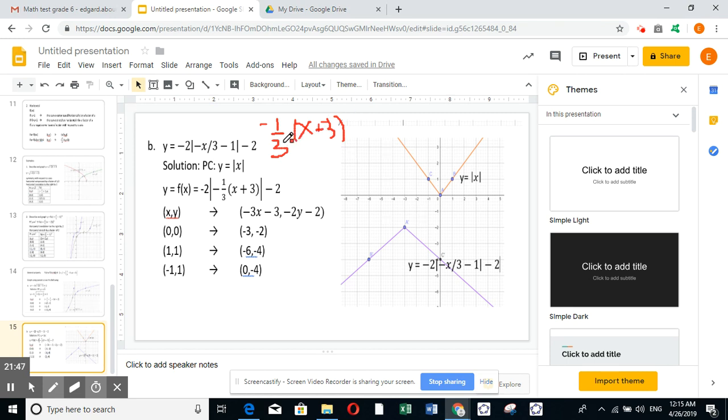So for x, what do I have? Because division, I multiply now. Minus 3x plus 3, I put minus 3. This whole thing is y, so minus 2y minus 2. So because I have the parent curve absolute value of x, I take 0, 0, 1, 1, minus 1, 1. If I replace here x by 0, you get y minus 3. Y by 0, x is minus 2, and so on. So the image of 0, 0 will be minus 3, minus 2. The image of 1, 1 will be minus 6, minus 4. And the last one, the image of minus 1, 1 will be 0, minus 4. And you have this curve.